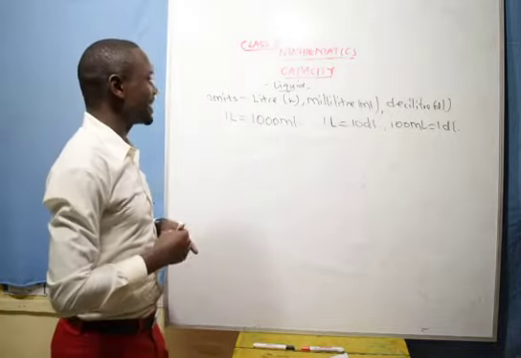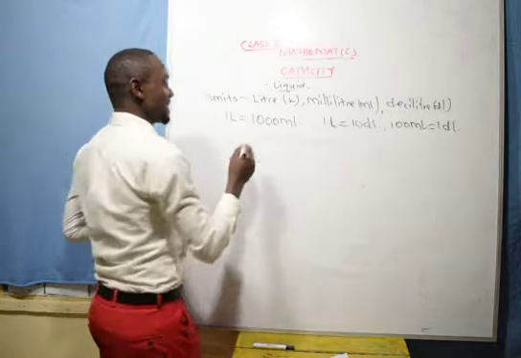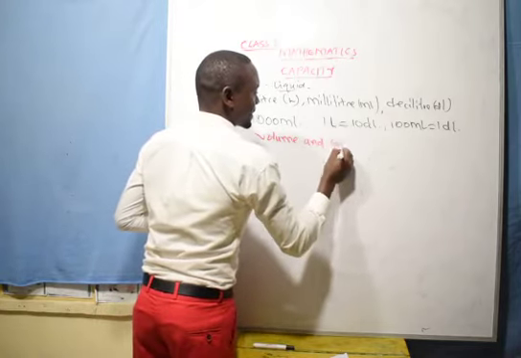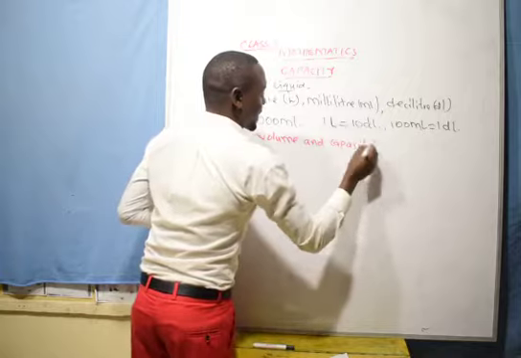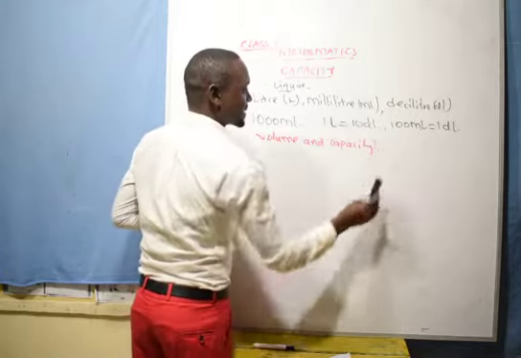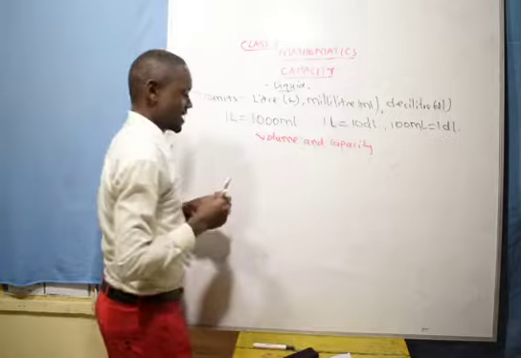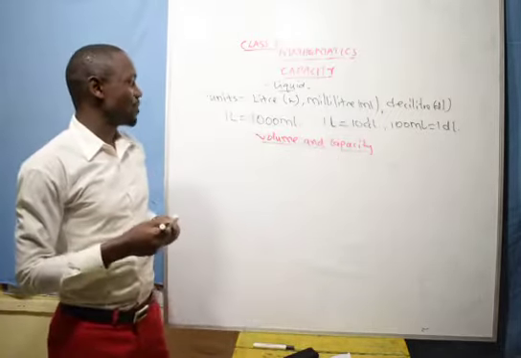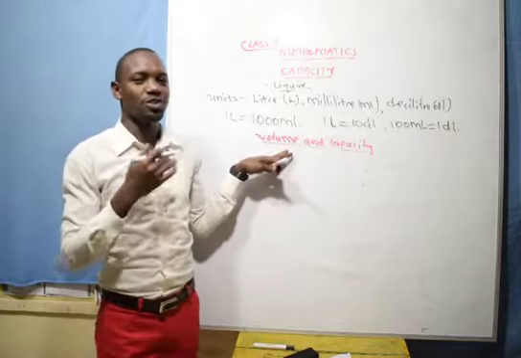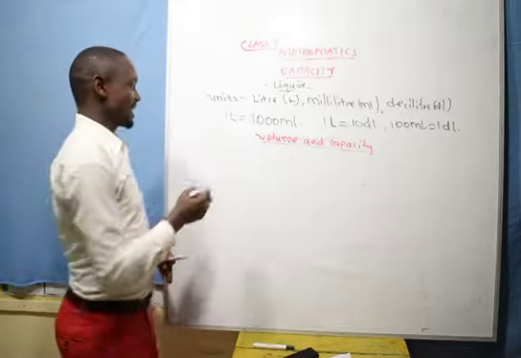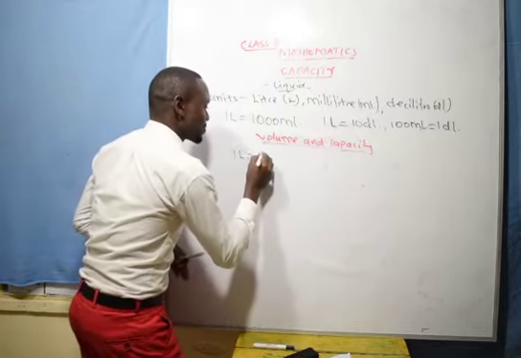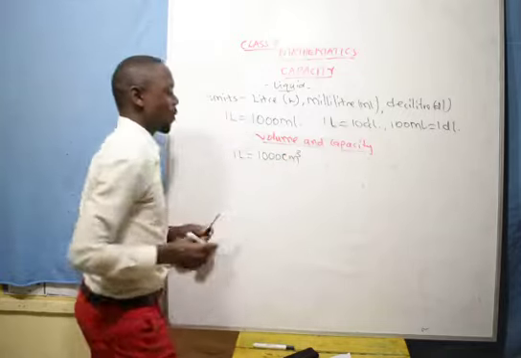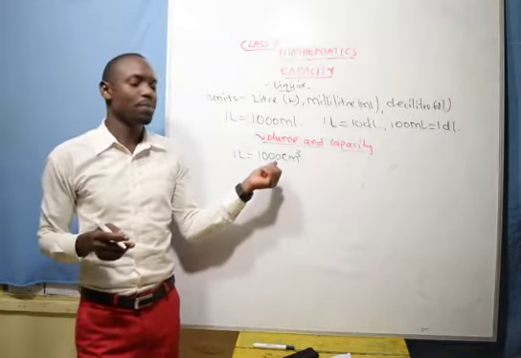Now, we also have the relationship between volume and capacity, the units of volume and the capacity. You can be told to convert the units of volume to the units of capacity. So 1 liter is equal to 1000 cubic centimeters.